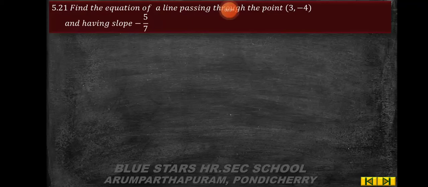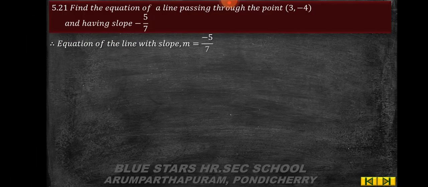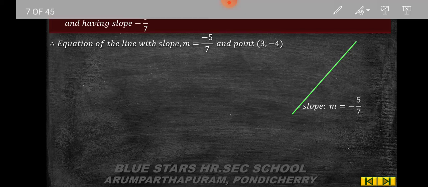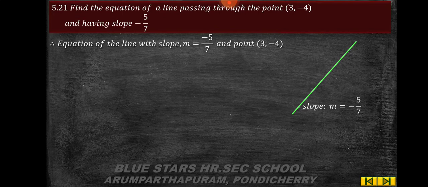Next we are going to see example 5.21. Find the equation of a line passing through the point (3, -4) and having slope -5/7. Therefore, the equation of the line with the slope m equal to -5/7 and the point (3, -4) is given. So here your slope m is equal to -5/7.